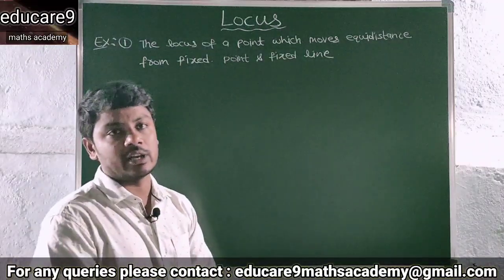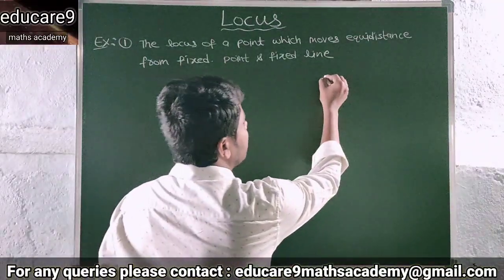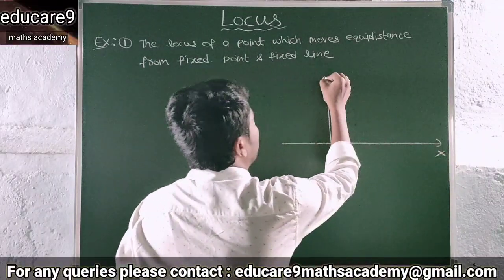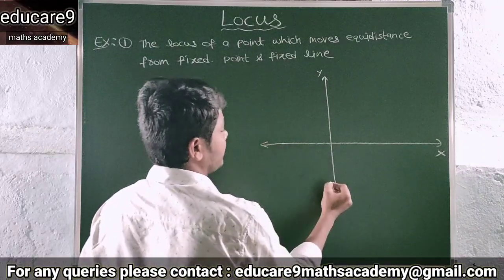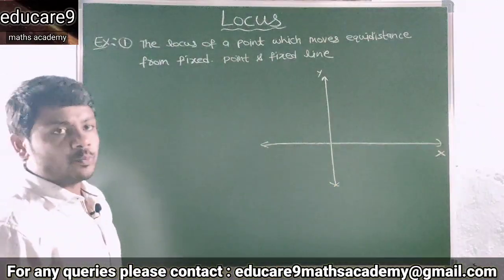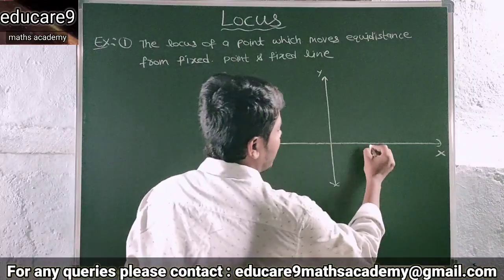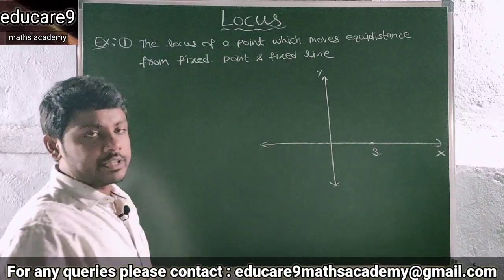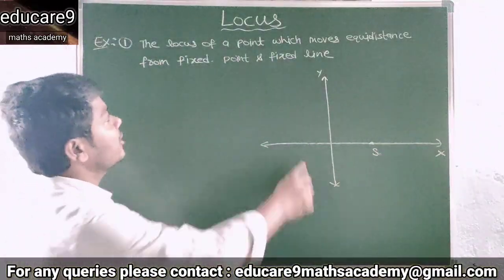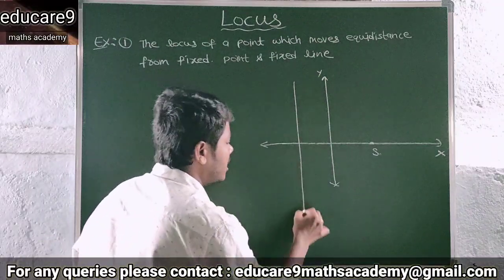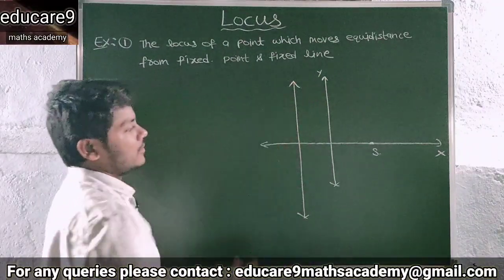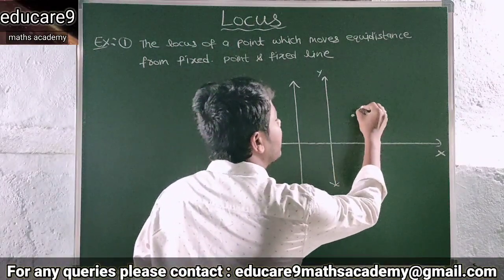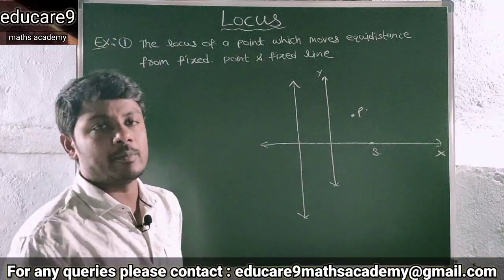to a fixed line. So see here, consider the coordinate axes. This is the x and y axis. Here, the fixed point. So for example, let S be the fixed point on the x-axis. And here the fixed line. Suppose this is the fixed line. So for example, here P be the variable point, meaning it is moving in a plane.